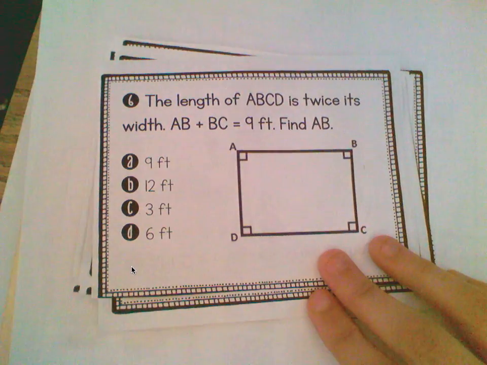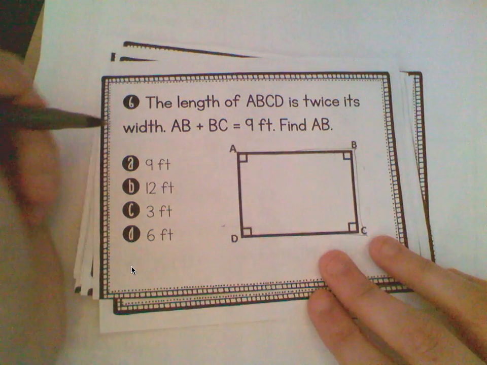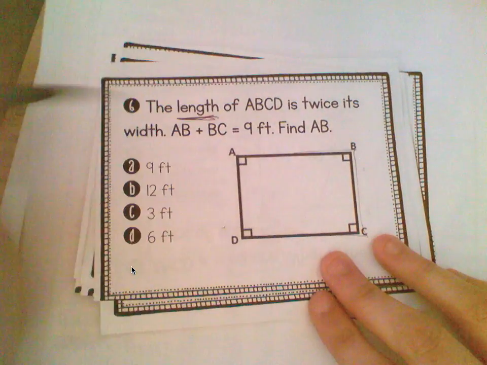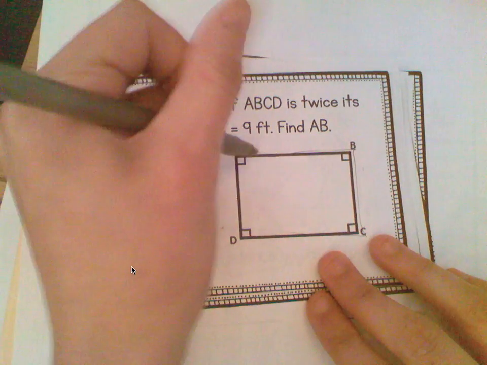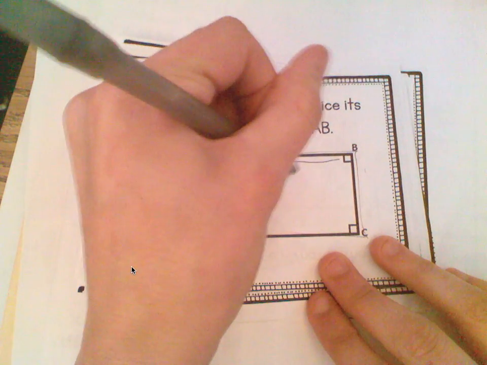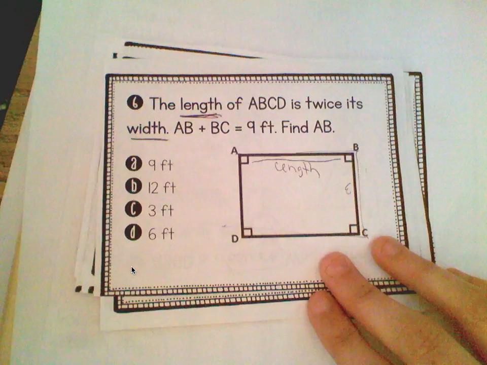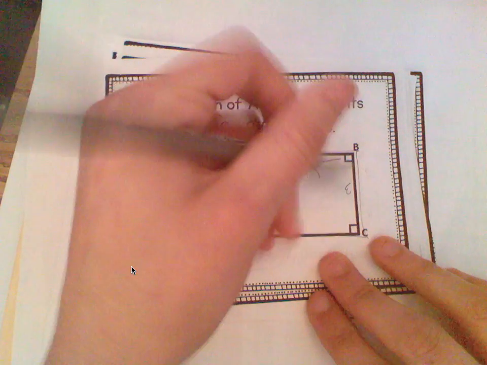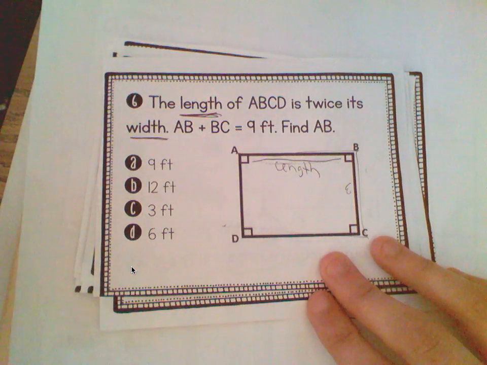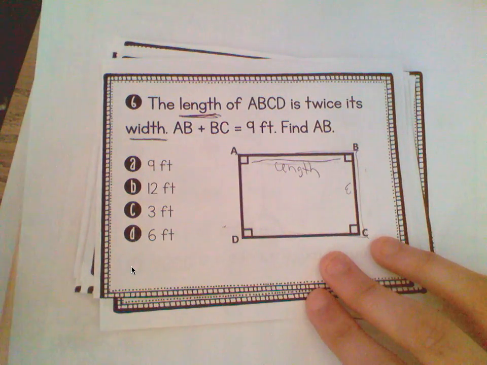The next problem, the length of ABCD is twice its width. Ooh, so let's think. Length is the longer side, and width would be like the shorter, wider side. So I know that AB is the length, and I know that BC is going to be the width. So this is 2 times whatever the width is. So if the width is 7, then the length has to be 14. Or if the width is 5, then the length has to be 10.